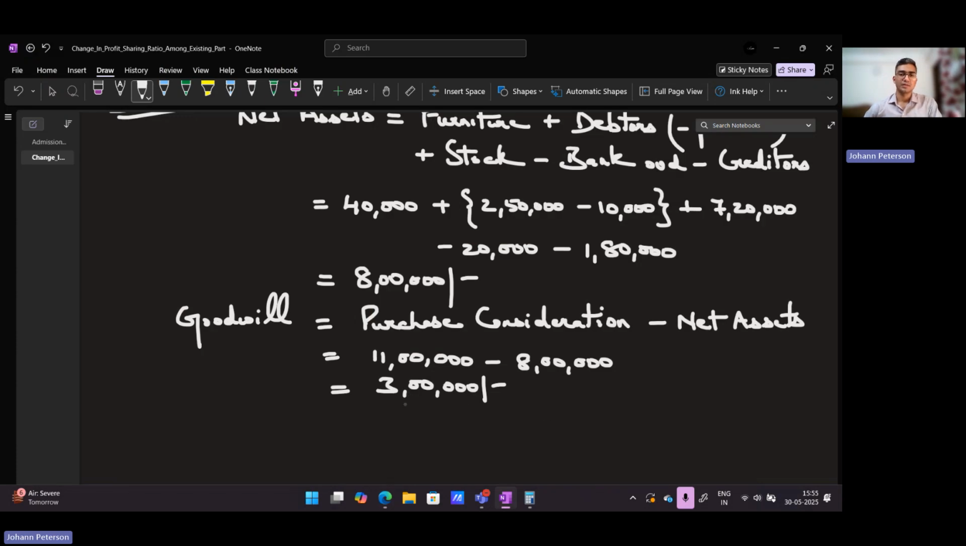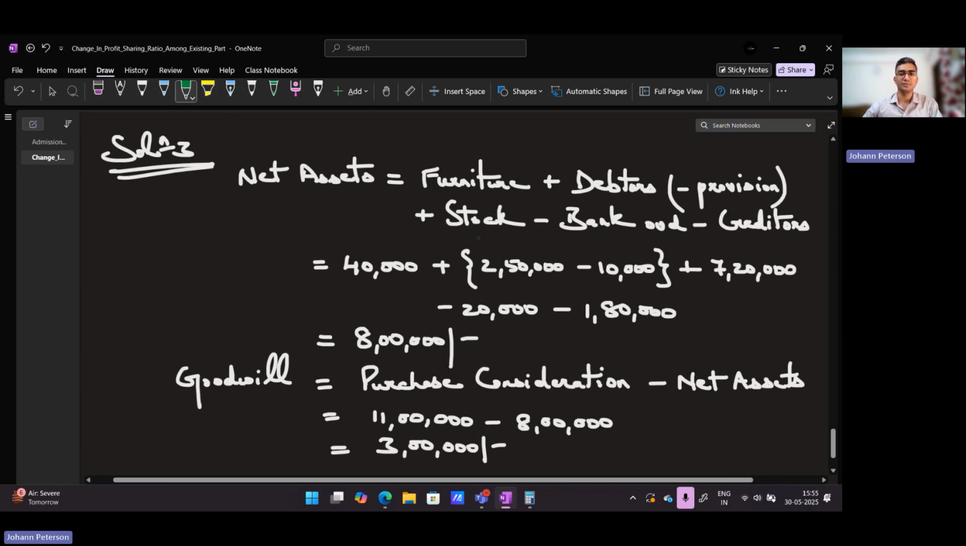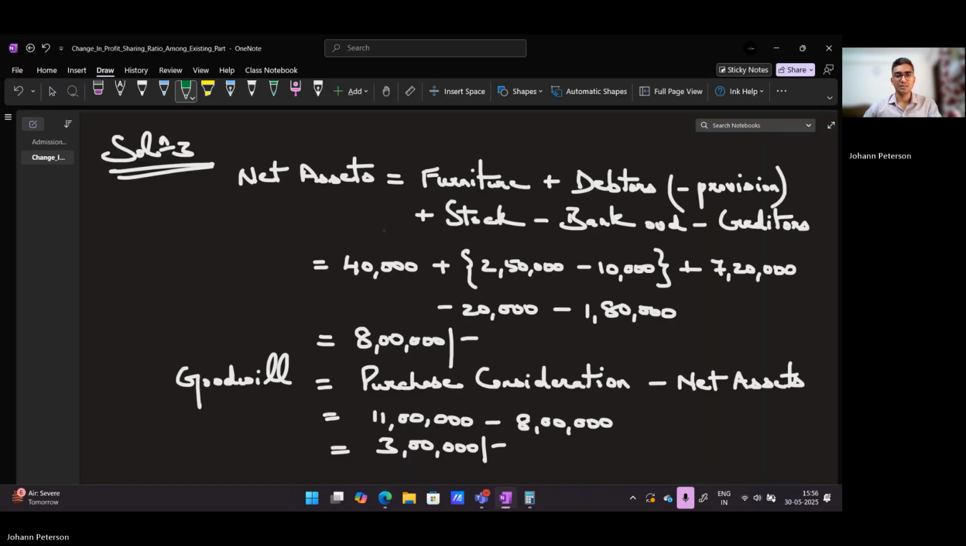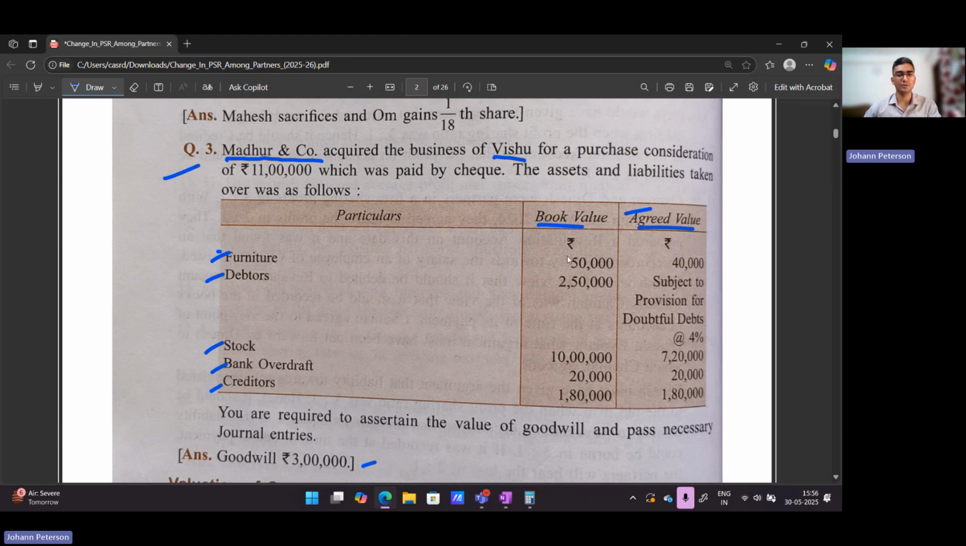So let's try and understand what is happening in this question. We are saying Madhur and company acquired the business of Vishu. So whenever you acquire a business, what happens in this situation is you purchase the assets. So what are the assets? The first is furniture, debtors, stock, and then you also purchase, in addition to that, the liabilities of the person who's selling you the business. So bank overdraft was there, creditors were there. So when you purchase everything in the business, over and above this, you're going to pay an amount which is going to be more than the net assets. Your net assets in this case, which we just saw, was 8 lakh. So 8 lakh was found by calculating what? We added our assets and from then we subtracted our liabilities.